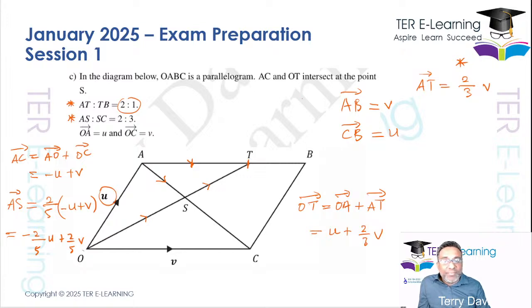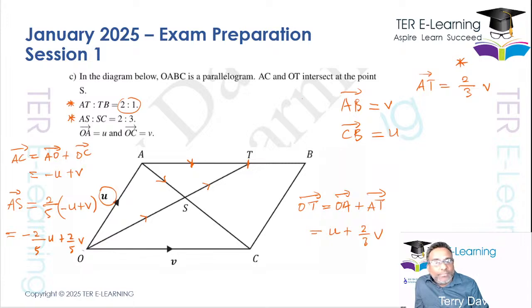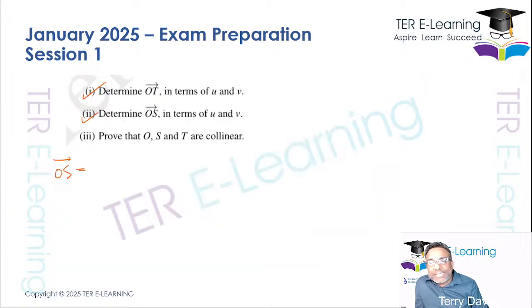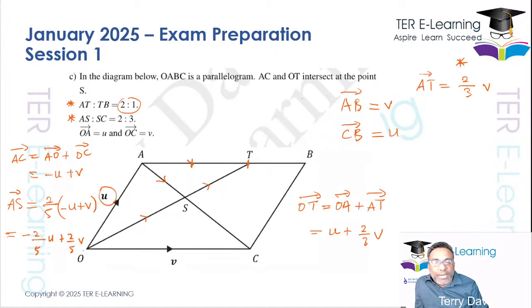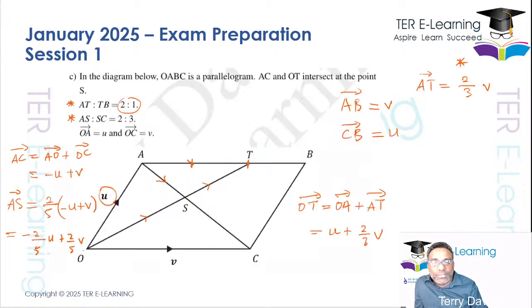So we want to work out the vector OS. Let's work this out here. OS, from the diagram, is equal to OA plus AS. The vector OA is given by U, plus we're going to add that now to AS, which we just worked out. That's negative 2/5 U plus 2/5 V.